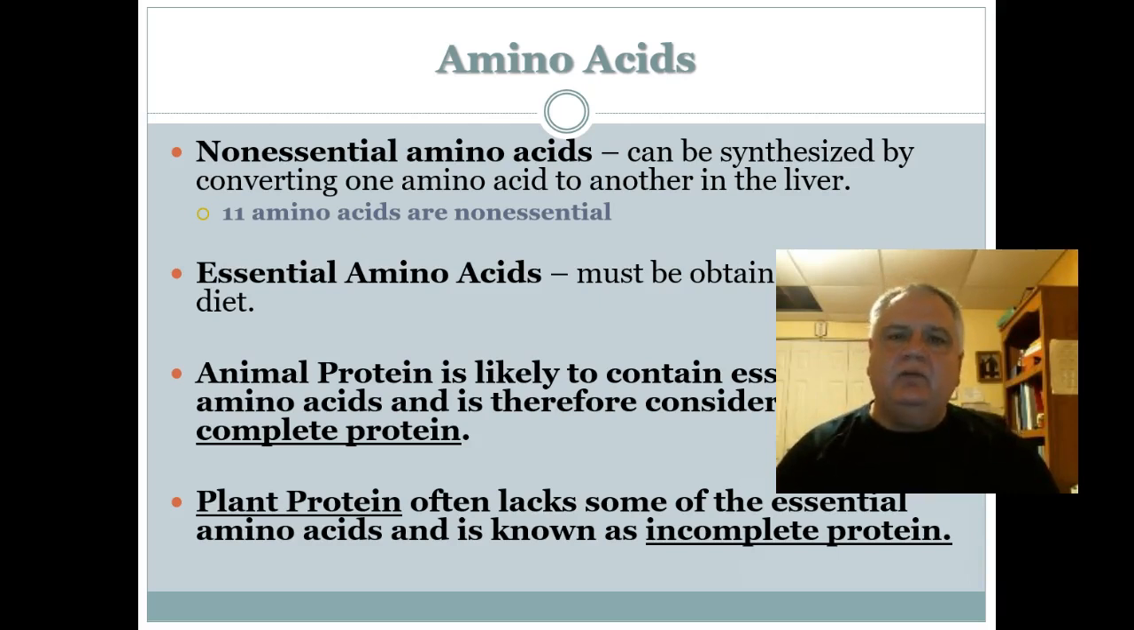Some plants will have some of the essential amino acids, the plant proteins, and other plants, the plant proteins, will have other essential amino acids. So for vegans and for vegetarians, they have to be careful to make sure they eat foods from different food groups, so that they're getting enough of the incomplete proteins to supply all the essential amino acids that they need in their diet. Does that make sense? I hope it does. Okay.